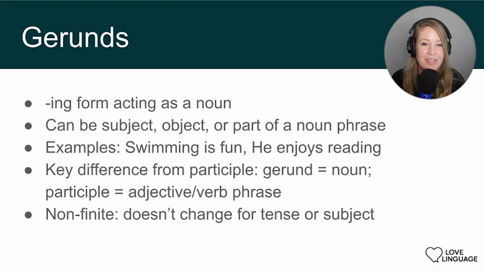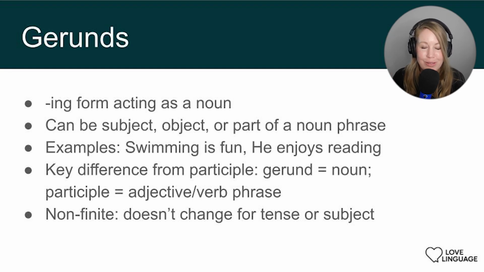Now, a gerund is a verb that ends in "ing," just like a present participle, but it acts like a noun. For example, "swimming is fun." Here, "swimming" is the subject of the sentence. Or in "he enjoys reading," "reading" is the object. But it's acting like a noun. So the key difference between a gerund and a participle is its function. A gerund acts like a noun and can be a subject, object, or part of a noun phrase. A participle acts like an adjective or part of a verb phrase.